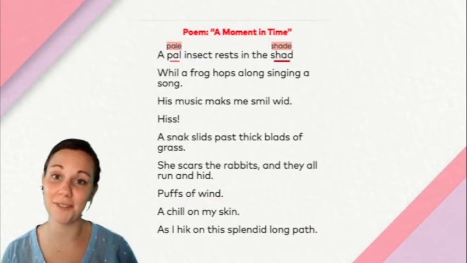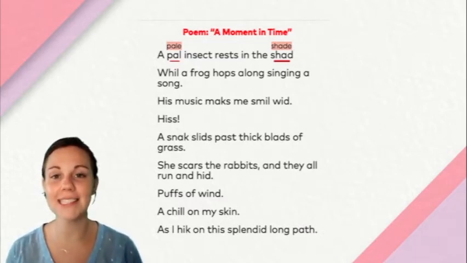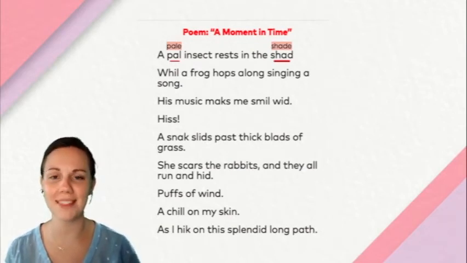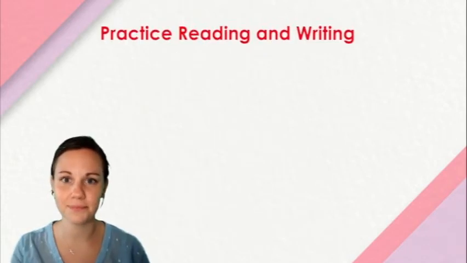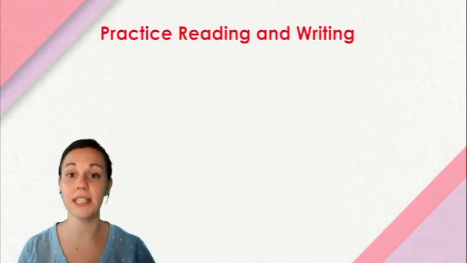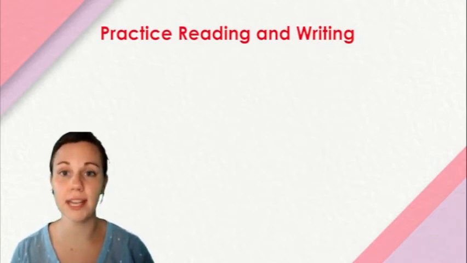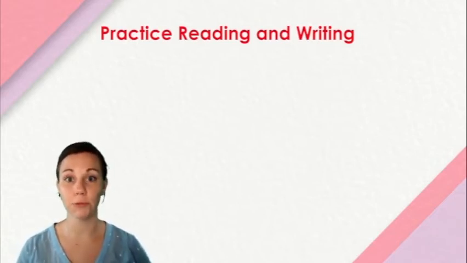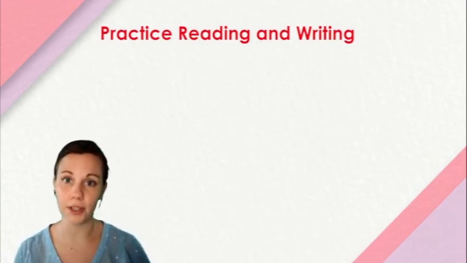Let's reread the first line of the poem. A pale insect rests in the shade. Give me a thumbs up if that sounds better to you. Now is when you'll need your paper and pencil. We'll be looking at some words on the screen and we'll read them and then we'll spell some other words.